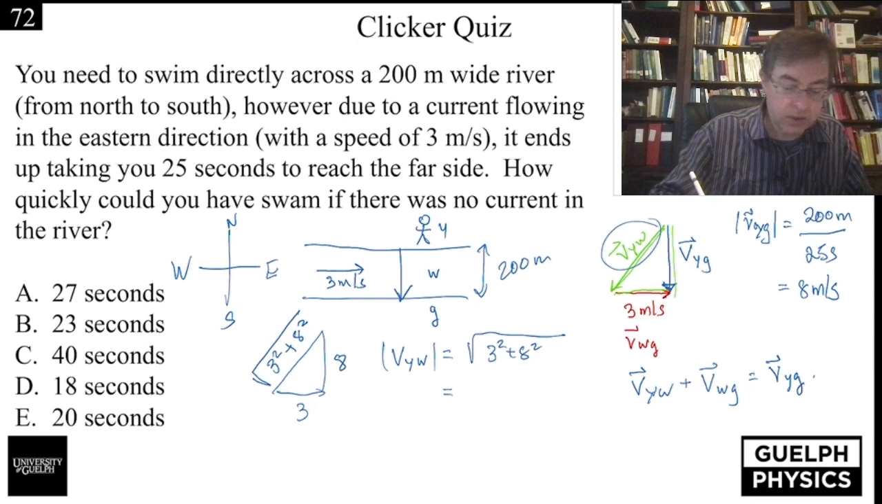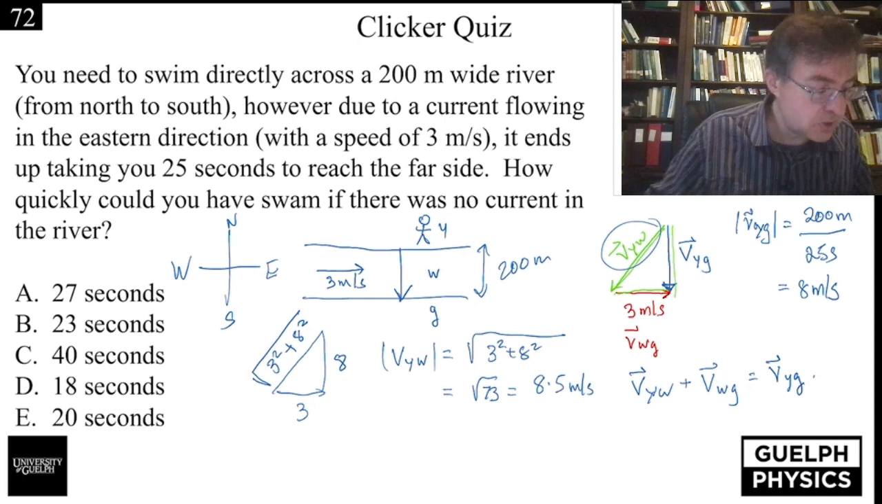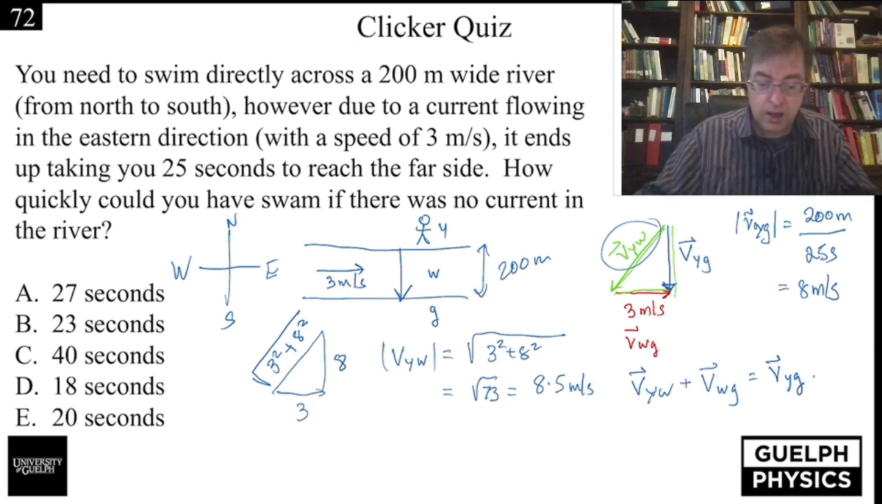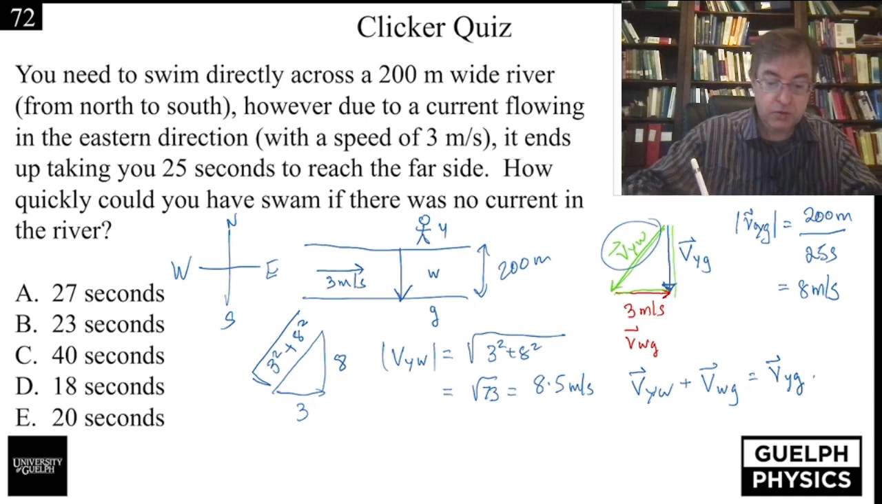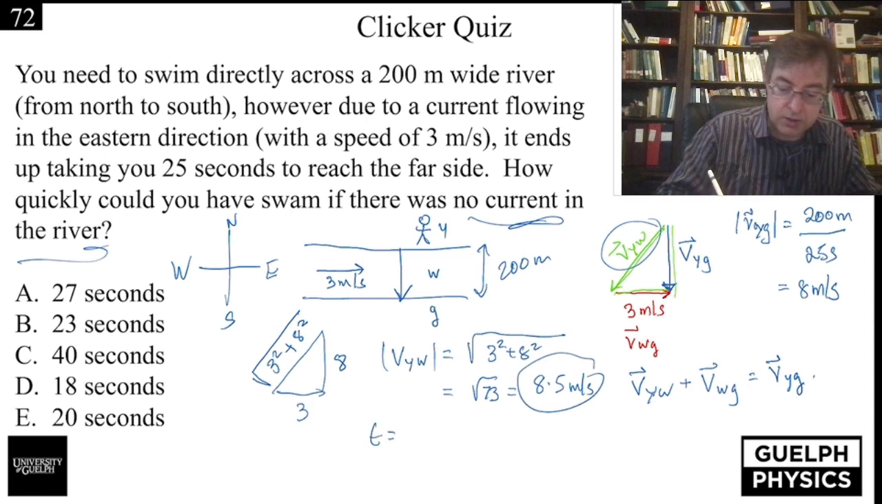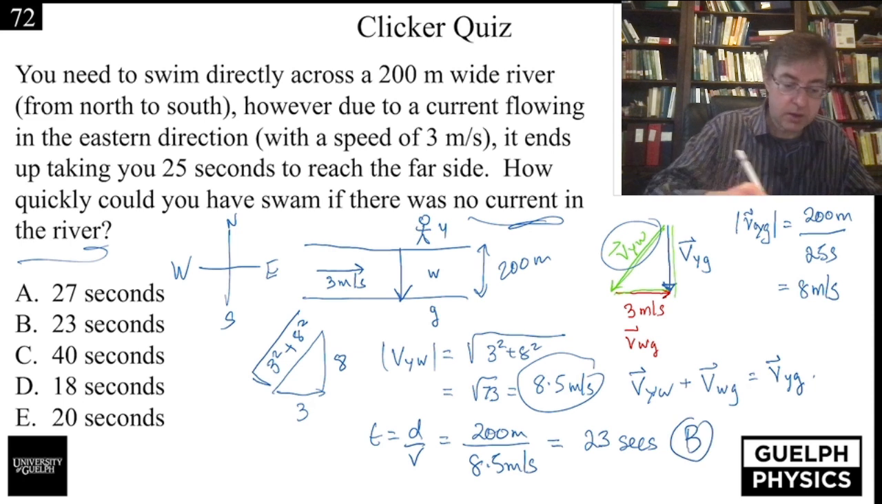Calculating that out gives the square root of 73, which is 8.5 meters per second. That's the velocity that you can swim with respect to still water. So if there's no current in the river, you can swim across the river with this velocity, and the time it'll take you is the distance divided by the velocity: 200 meters divided by 8.5 meters per second, which works out to 23 seconds, which is answer B in this case.